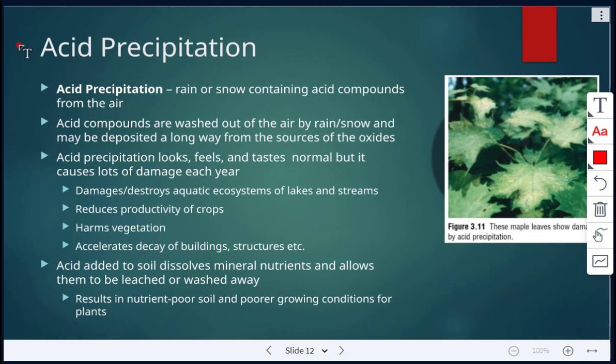Acid that gets added to the soil dissolves mineral nutrients and allows them to be leached or washed away. That results in soil that is nutrient poor and therefore poor growing conditions for plants. In this diagram on the right, we can see maple leaves showing damage due to acid precipitation.